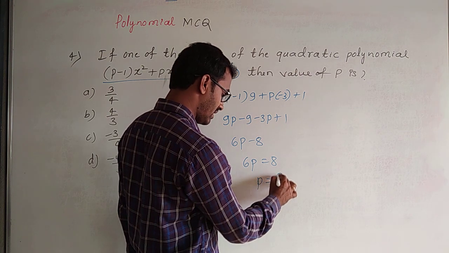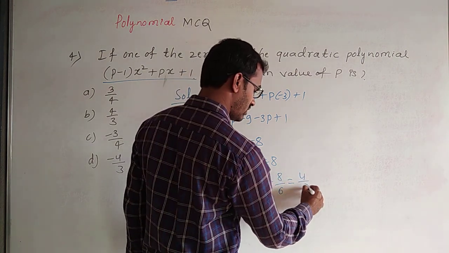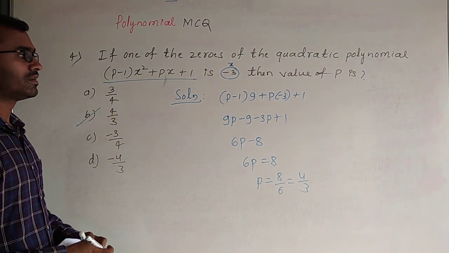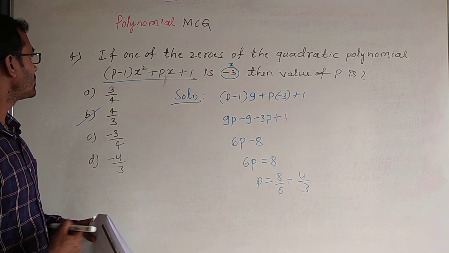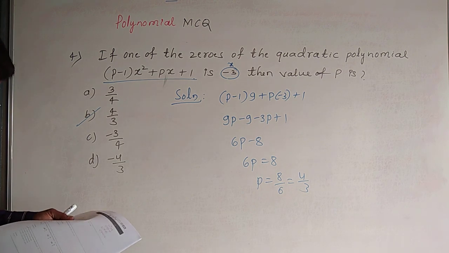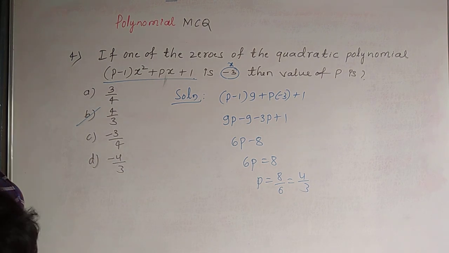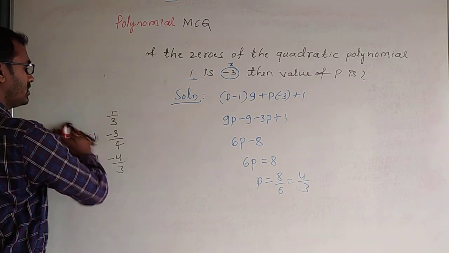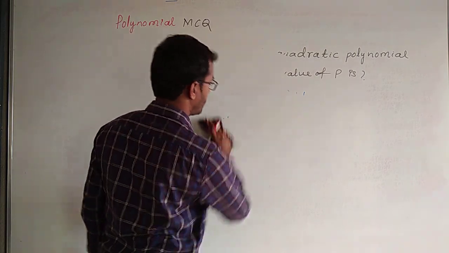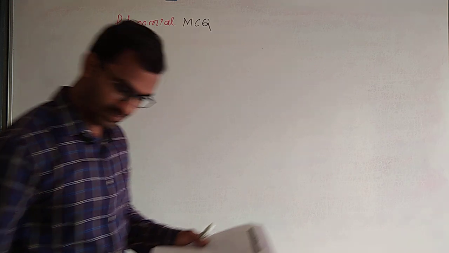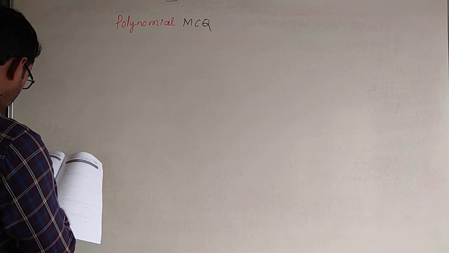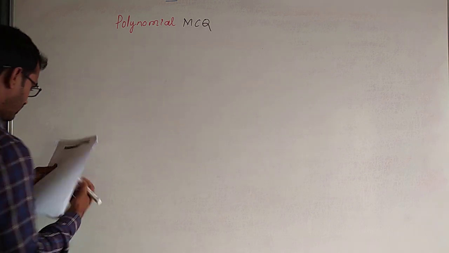Then 6p equal to 8, so p equal to 8 upon 6, which is 4 by 3. Option B is the right answer. Next question, fifth question.